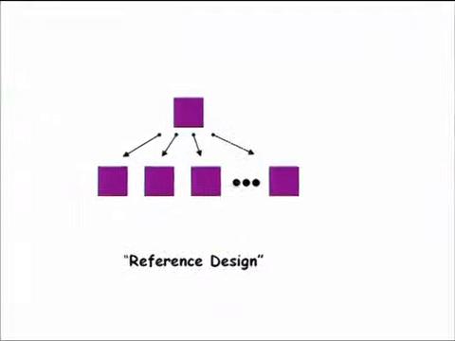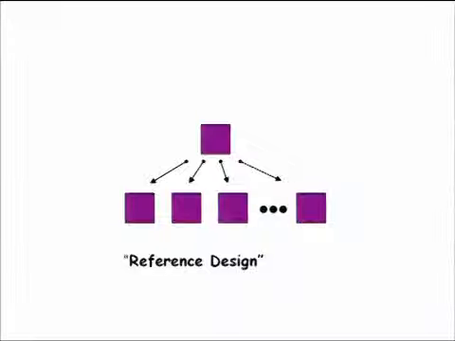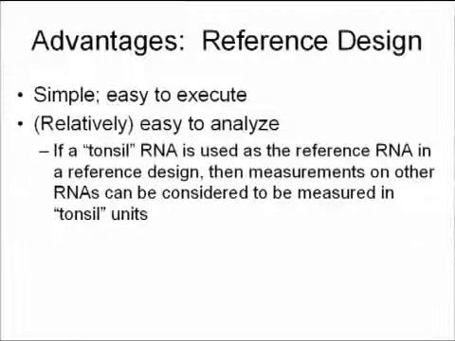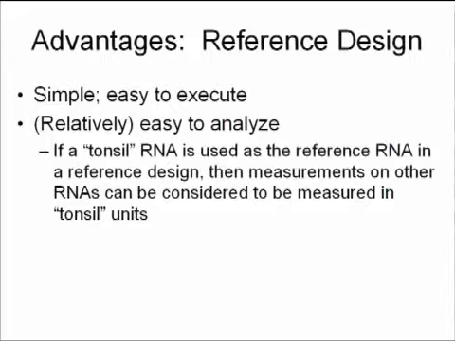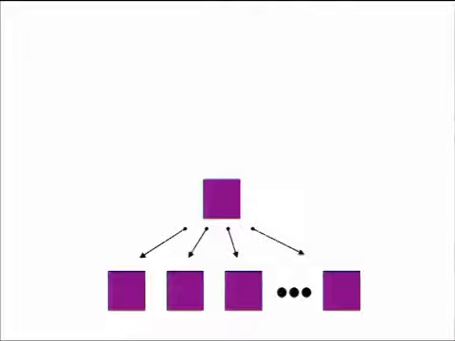But for various reasons, and most of them good reasons actually, the reference design is the most popular design that's used. It's simple and easy to execute, which is important in the lab, and it's relatively easy to analyze. I find biologists can understand data from a reference design very well. If you use, say, a tonsil RNA as the reference RNA in the design, then measurements on other RNAs can be thought of as being measured in tonsil units. And you don't need any kind of linear model or any complicated analysis to analyze the data.